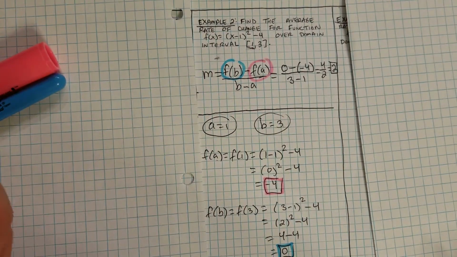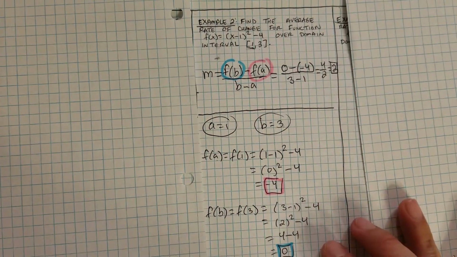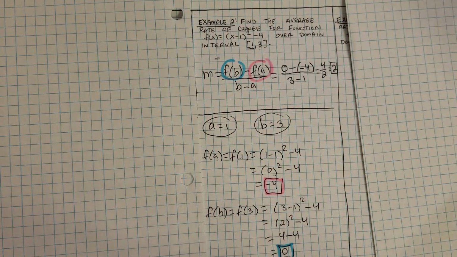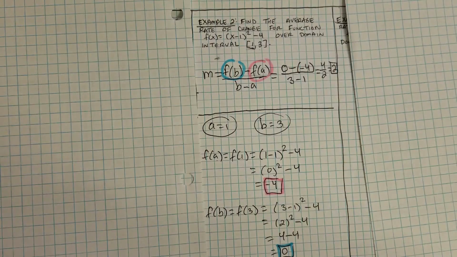And we did that without even having to graph anything. So this is basically a way of finding the rate of change without having to graph it, without having to count rise over run, because they don't give you the graph, they just give you the function.